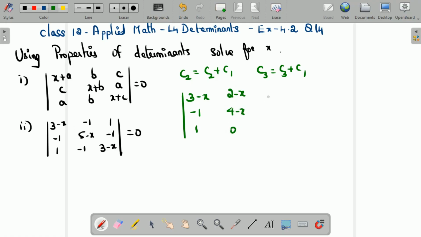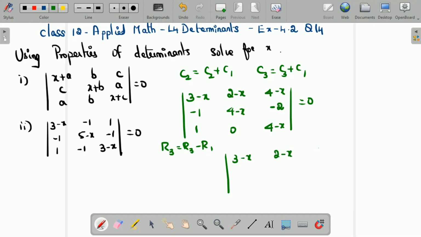Now for the third column you are adding. So this is going to be 4 minus x, this is going to be equal to minus 2, and this is going to be another 4 minus x, which is equal to 0. Now we are going to do the next transformation. Row 3 is equal to row 3 minus row 1. So this is going to be 3 minus x, 2 minus x and 4 minus x. Here there is a minus 1, there is a 4 minus x, there is a minus 2. Now for the transformation that we make, this is going to be x minus 2, another x minus 2, and this is going to become 0, which is equal to 0.